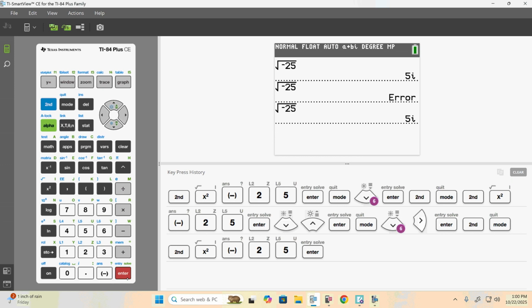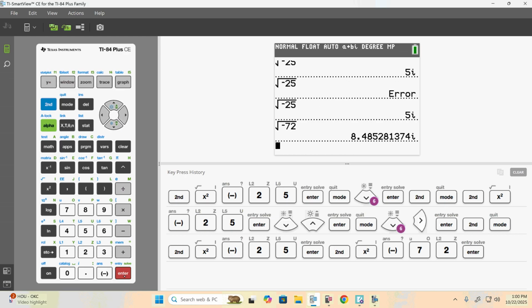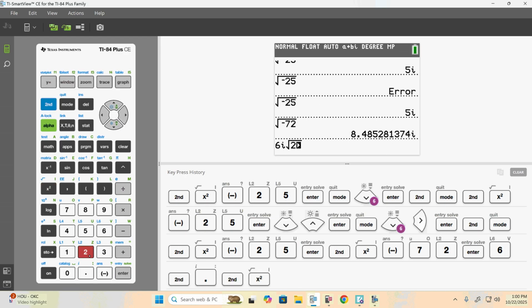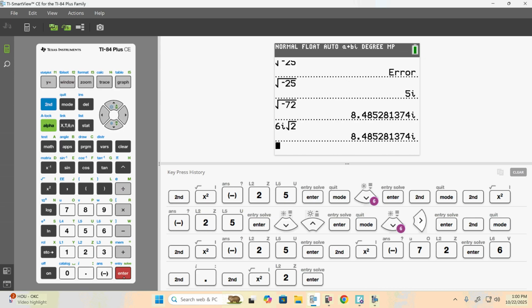Well, that means probably we can do the next one. Second square root negative 72 is 8.48528137i. Well, that's not exactly what we got. We got 6i square root of 2, yes? Well, those are the exact same numbers, but we want it in simplest radical form. We don't want it in a decimal approximation. So we're not able to get directly there.